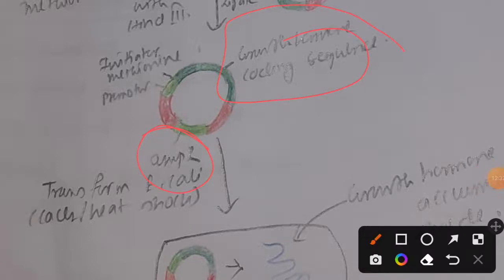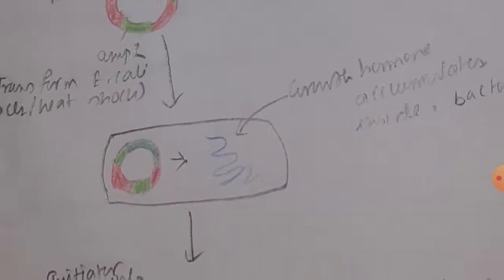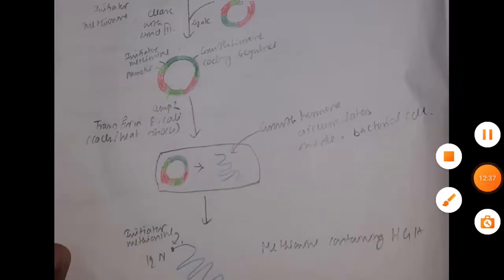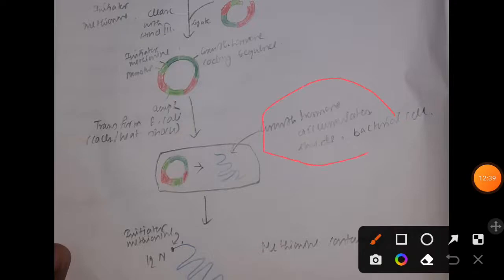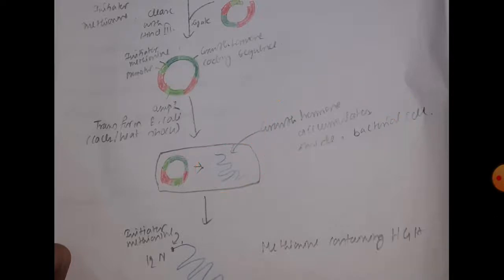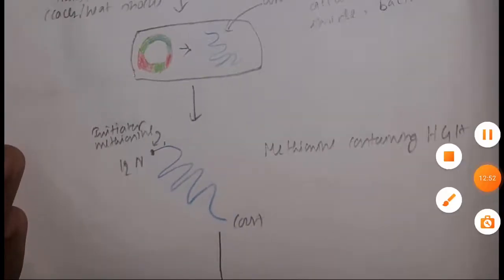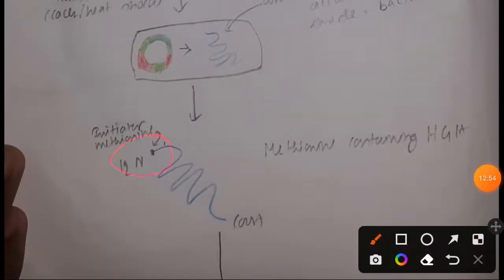Then we will transform them in E. coli, for the accommodation of the growth hormone inside the bacterial cell. After that we have to purify them, and we will end up with a protein that contains methionine at its N terminal. This kind of human growth hormone is known as methionine containing human growth hormone.